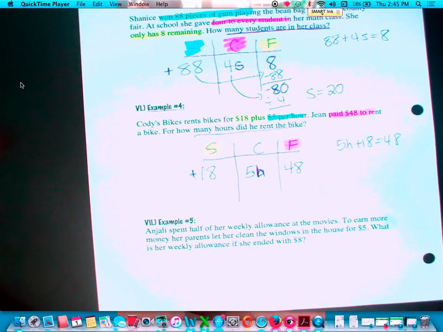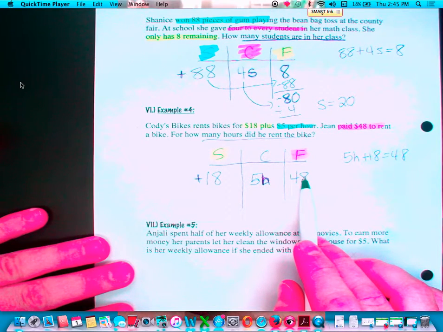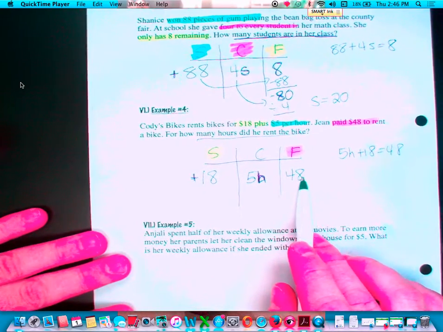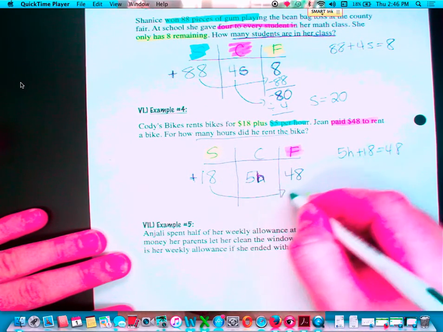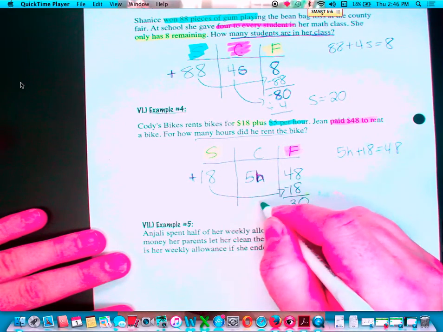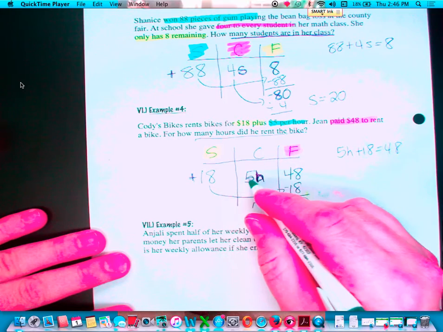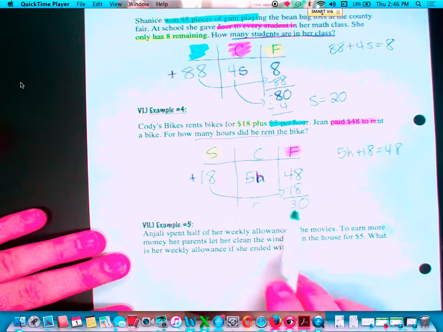Okay? So let's solve what we've got. I got to subtract this over here, and then I need to go from there. If I subtract this over by the opposite of addition, I'm going to get 30. Remember, I still have the 5 times the h. So I have 30 when I moved it over. Now I have 5 times h.